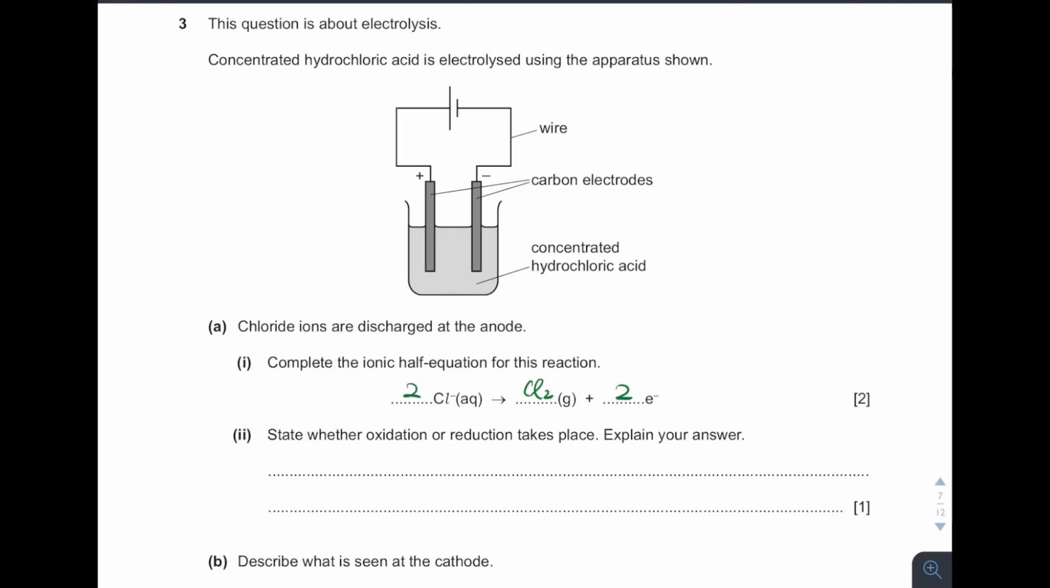Okay, next, state whether oxidation or reduction takes place. Explain. You see, electrons are written on the right hand side. It means that electrons are given away. When electrons are being released, this reaction is an example of oxidation, because electrons are released.